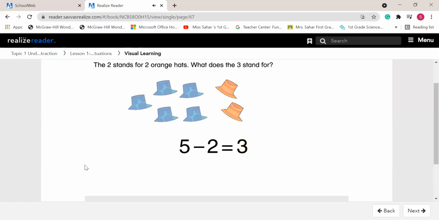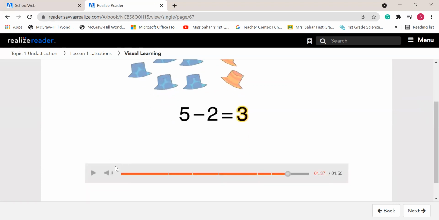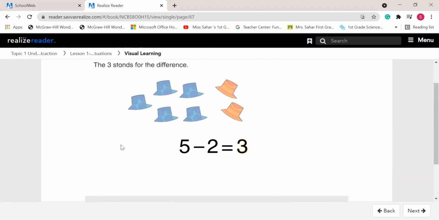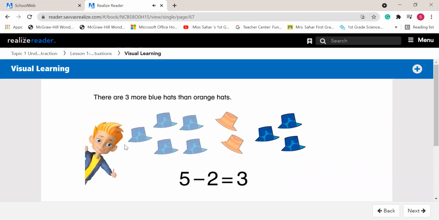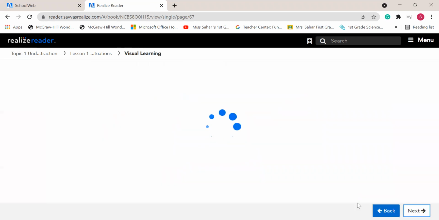What does the 3 stand for? How many more blue hats than orange hats? The 3 stands for the difference. There are 3 more blue hats than orange hats. Okay.